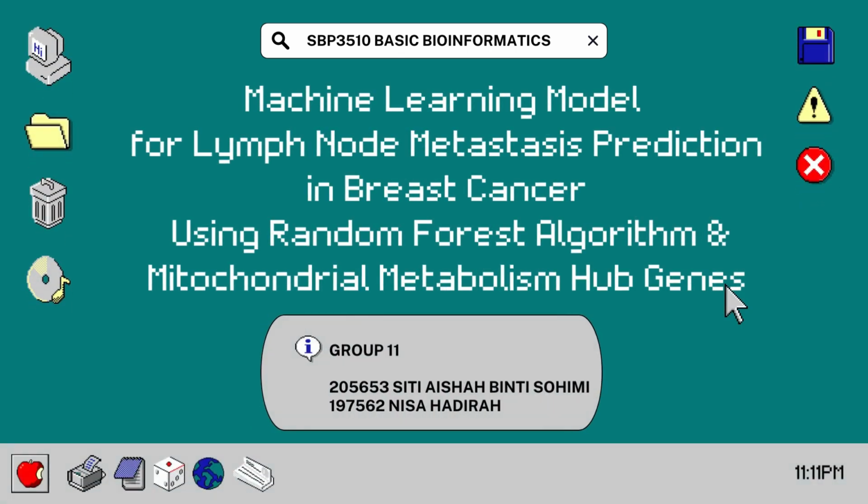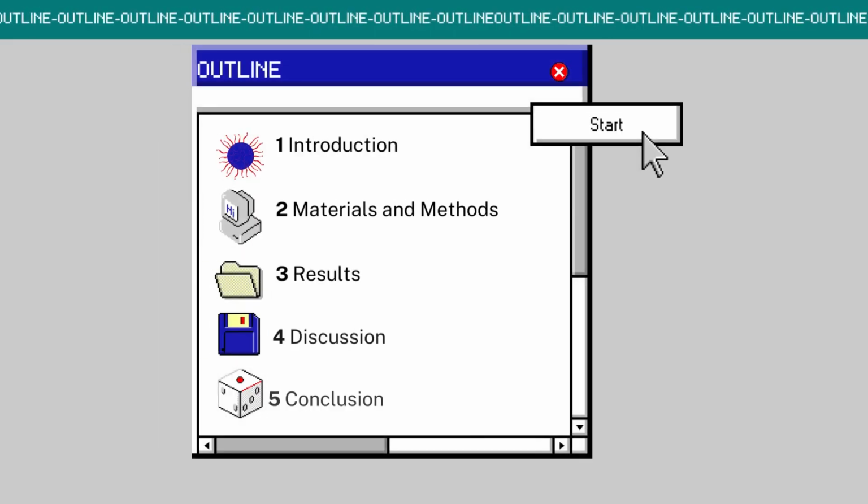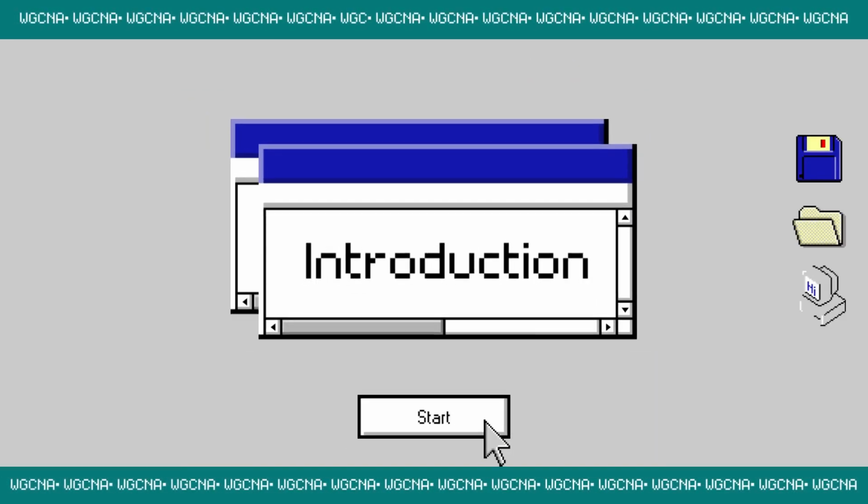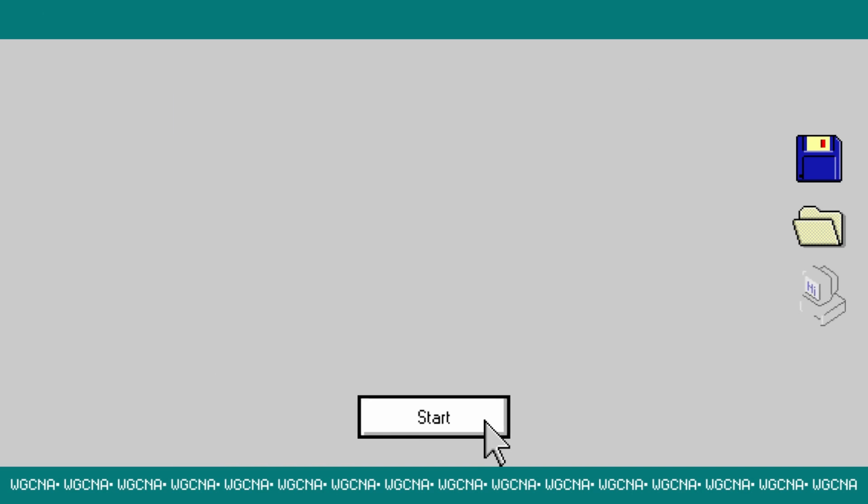Today I, Stay Sharp with metric number 205653 and my teammate Nisa Hadira with metric number 197562 are going to present the article titled Machine Learning Model for Lymph Node Metastasis Prediction in Breast Cancer using Random Forest Algorithm and Mitochondrial Metabolism Hub Genes. Our presentations will be covering 5 parts, which are Introduction, Materials and Methods, Results, Discussion, and Conclusion. Let's begin with a brief introduction about this article.